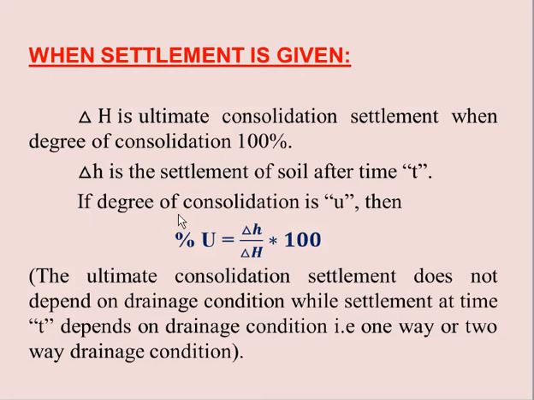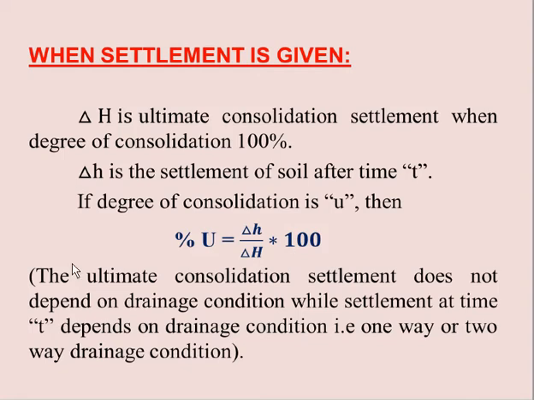If the degree of consolidation is represented by U, then U in percentage is equal to delta h divided by delta capital H. That is, settlement at any time t divided by settlement when degree of consolidation is 100%, into 100, is the degree of consolidation if settlements are given.